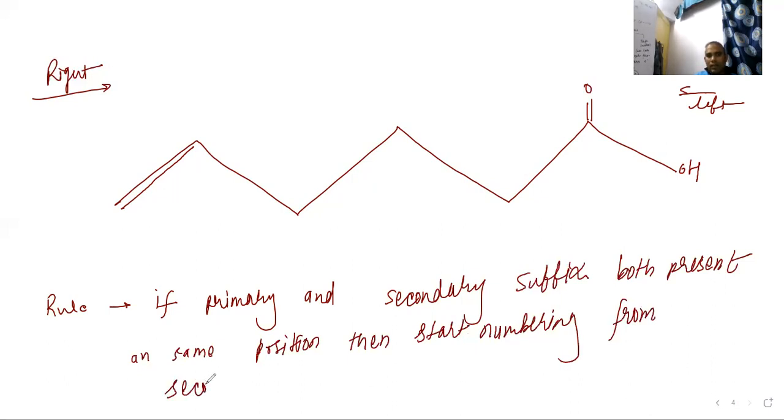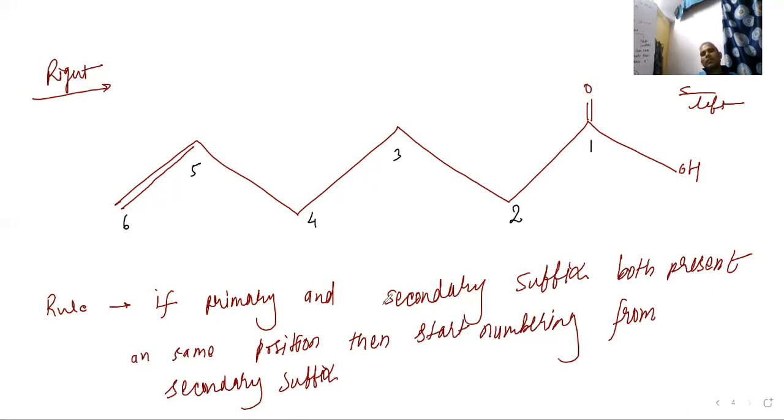No, secondary suffix, secondary suffix. Okay, so what you are saying is very much correct. Let us try to write down the numbering: this is number 1, this is going to be 2, here is, this is 3, this is 4, here is 5, and this is going to be 6.